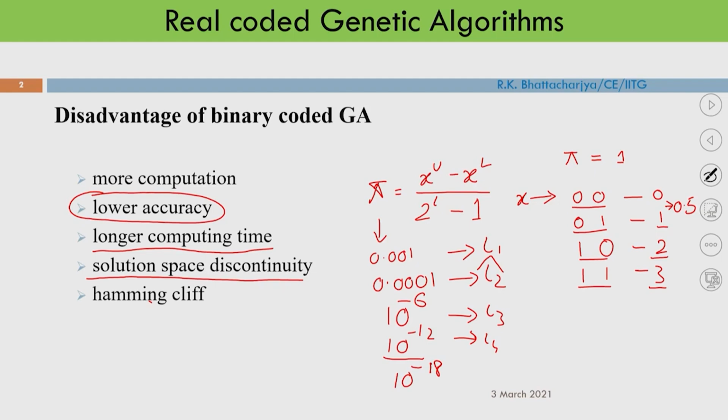So what are we doing here? We are converting a continuous variable. x is a continuous variable, and we have converted it to a discrete variable. That is what we call solution space discontinuity. The solution space is no longer continuous after conversion to a binary string. So this is one of the issues.